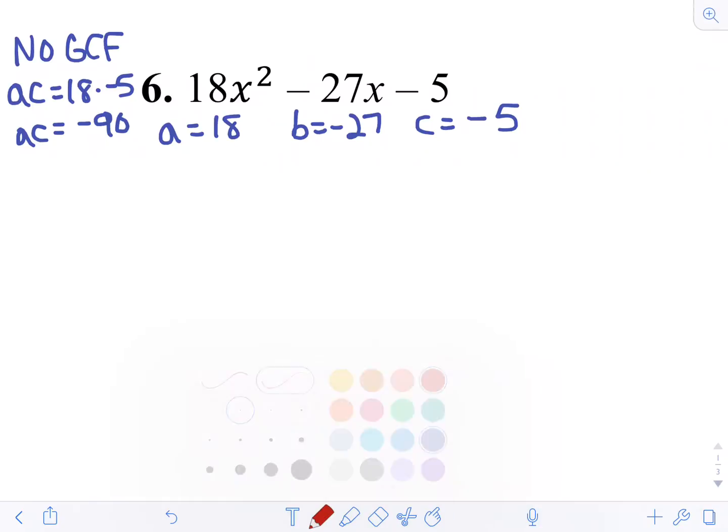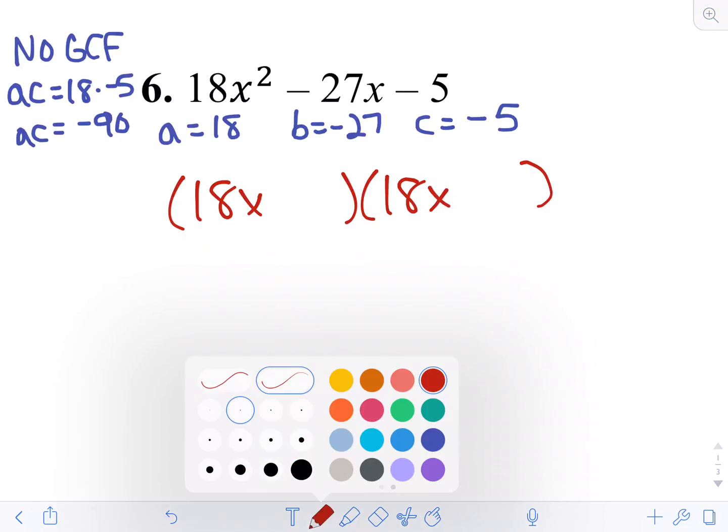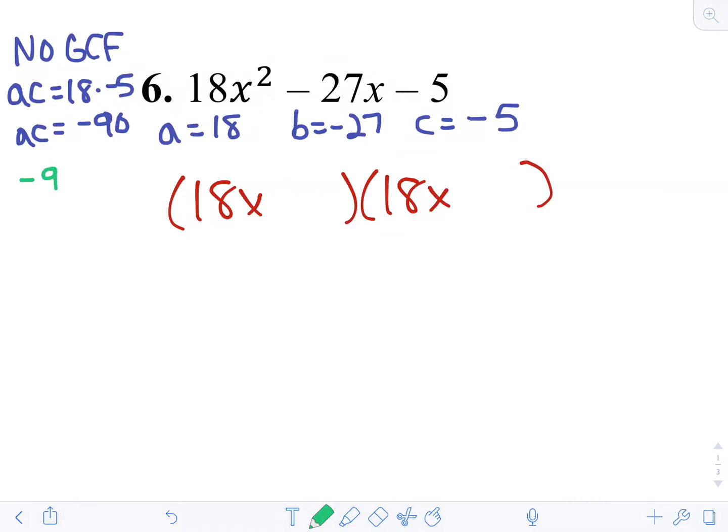Okay, so I know that I'm going to have 18x plus or minus something, 18x plus or minus something. So let's figure out what those two numbers are going to be. So I have negative 90. Okay, and to figure out my signs, I'm going to look up here. Since I have a negative in the back, I automatically know we're going to have a loser and a winner. The winner is whatever the sign is in the middle, which is a negative. So my losers are positive. So positive and negative, and let's start with 1. So you have 1 and negative 90. That will give me a negative 89. And remember, I want this negative 27.